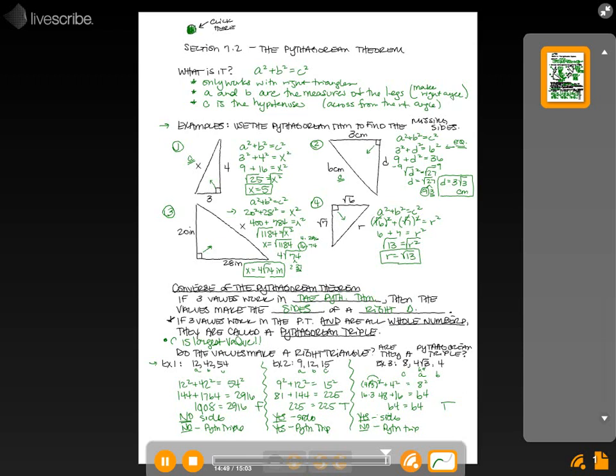Okay, so those are your notes on section 7.2, the Pythagorean theorem: using the Pythagorean theorem to find the missing sides of a right triangle, and then using the Pythagorean theorem to check and see if three values make the sides of a right triangle and if they're a Pythagorean triple.